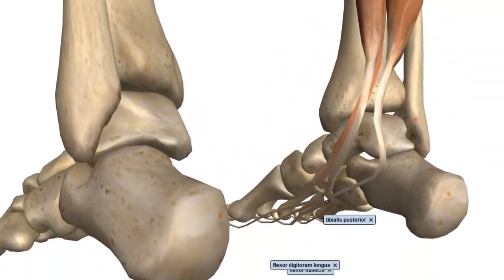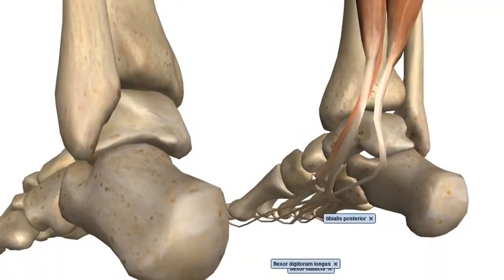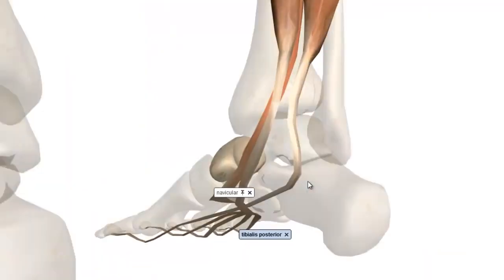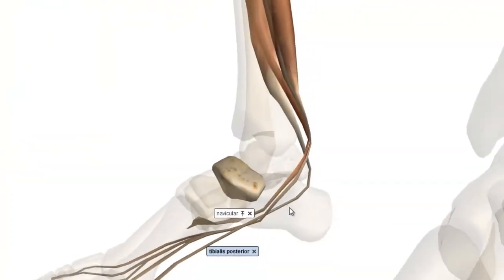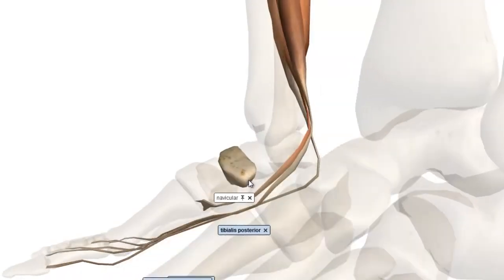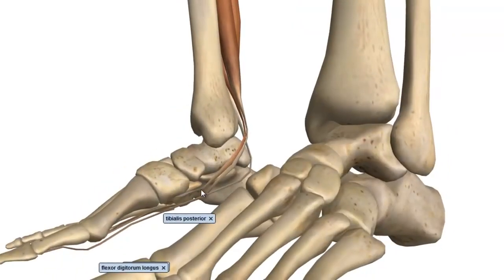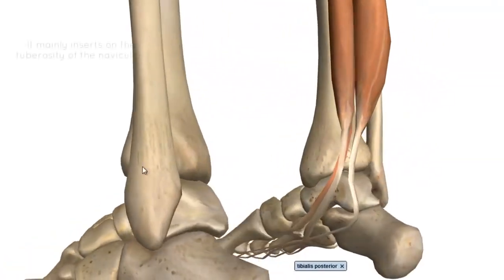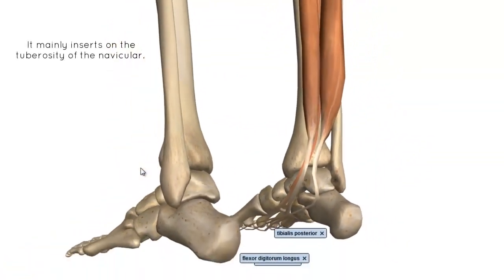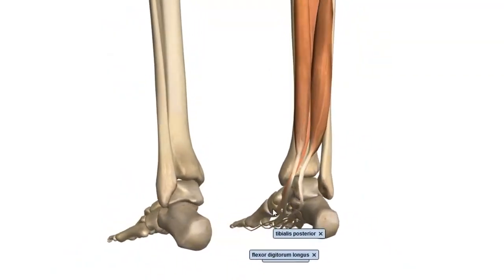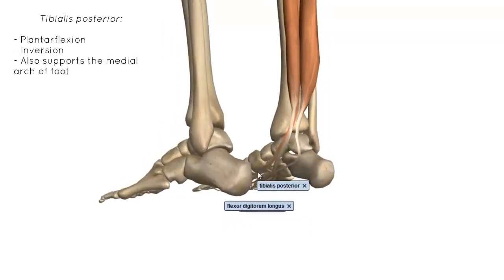Just try and get a good look. So it inserts on the tuberosity of the navicular and also on the medial cuneiform bone. So if I just show you the navicular, this is this tarsal bone. So the tibialis posterior inserts onto the tuberosity of the navicular and also the cuneiform bone. So what this muscle does is that it plantarflexes the ankle joint, and it also inverts the foot, and it also supports the medial arch of the foot.